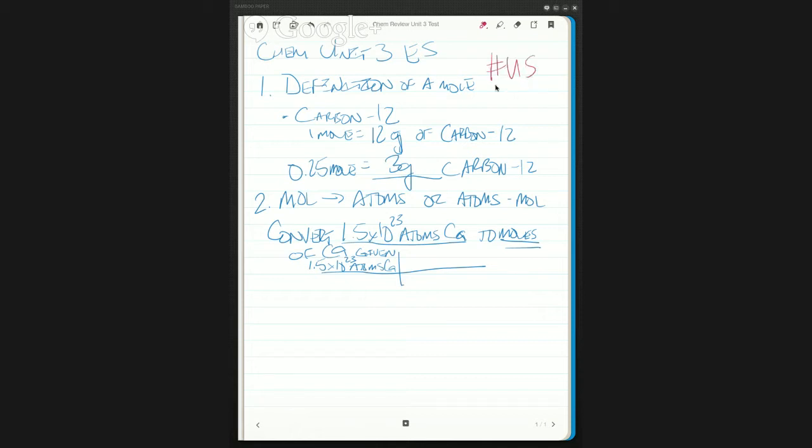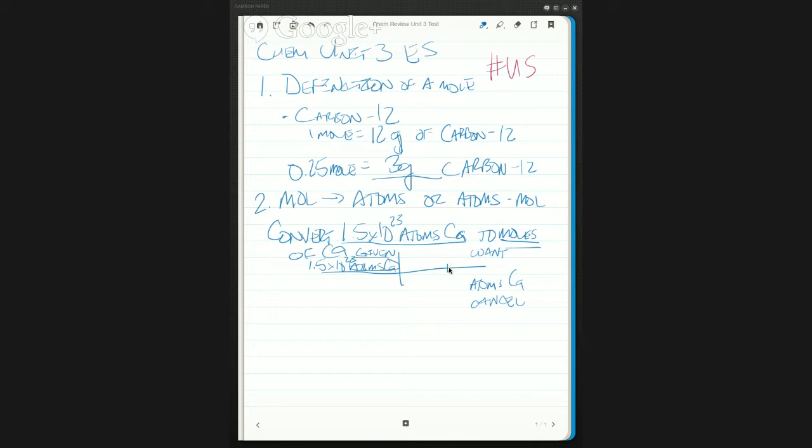Hashtag US: number, unit, substance. Okay, and so if we have atoms of calcium as our units right here, we know that diagonally down, it has to be the same unit because they have to cancel out: atoms of calcium. So that's what we want to cancel. And then in the top right is what we want to find. What are we trying to solve for?